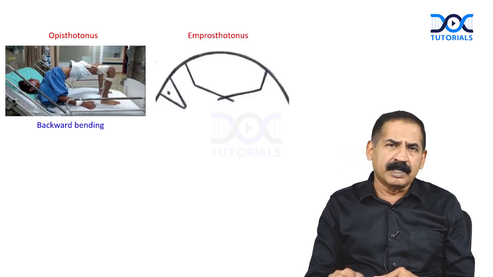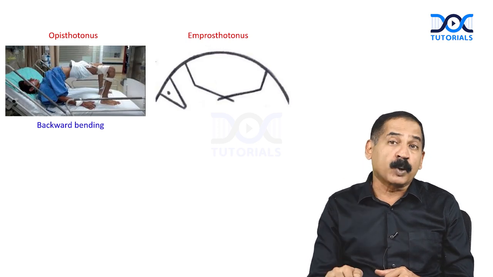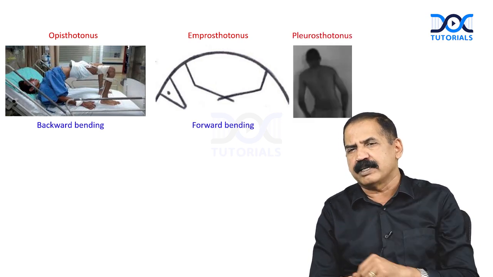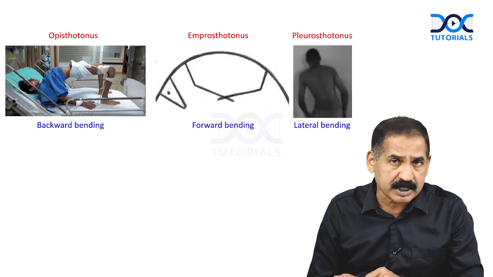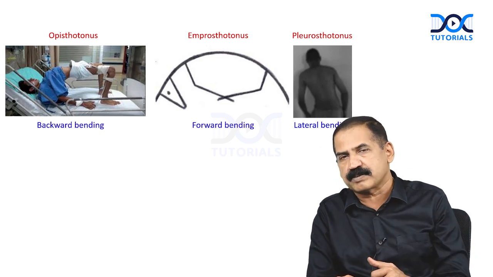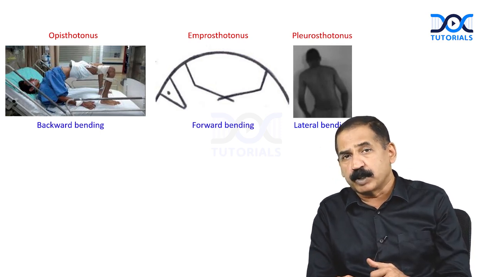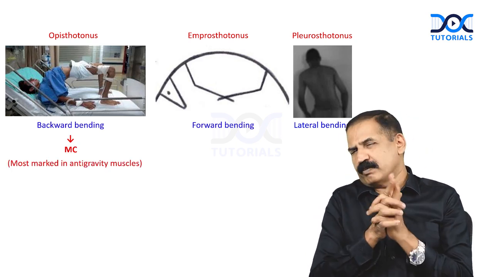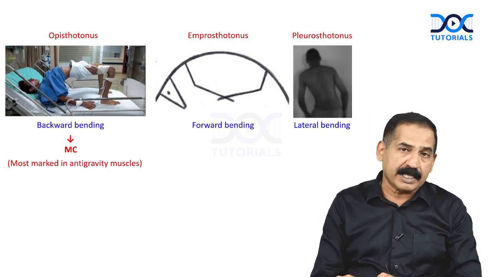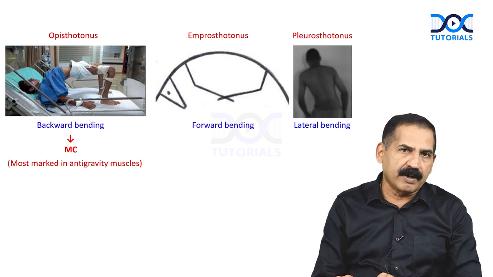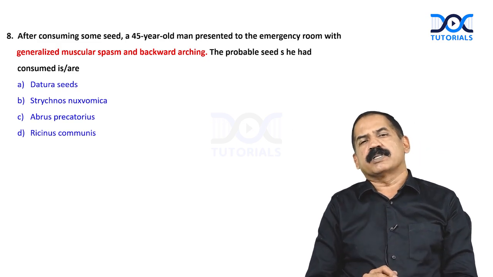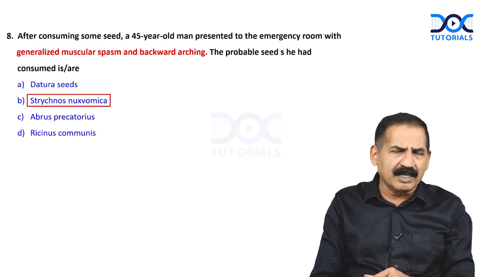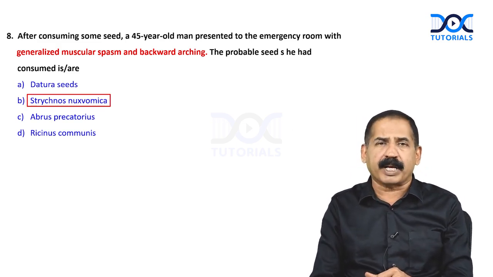Okay, sometimes it may bend forwards, known as emprosthotonus, or very rarely it may bend laterally, known as pleurosthotonus, lateral bending. But the most common is opisthotonus because it is most marked in anti-gravity muscles. After consuming some seeds, same question of course, the generalized muscular spasm and backward arcing, the answer is Strychnos nux vomica.